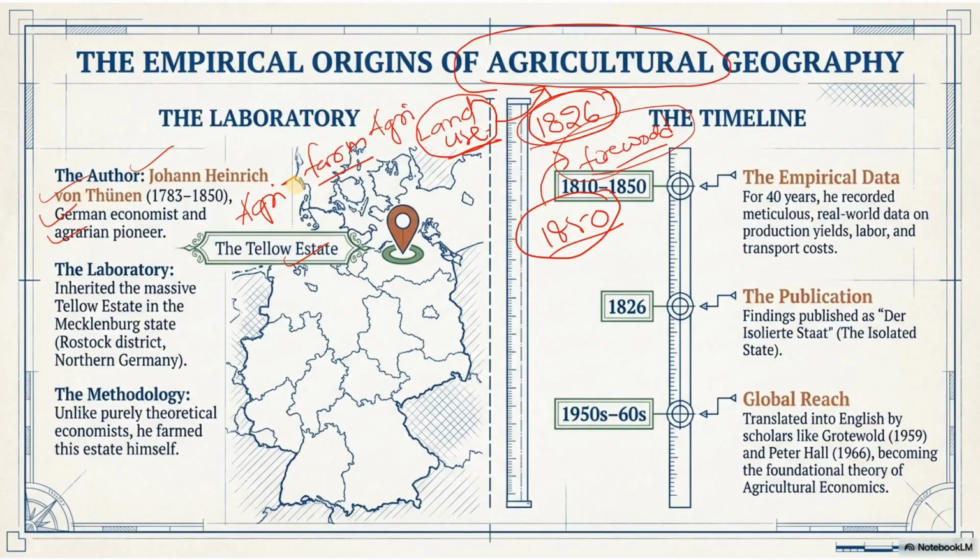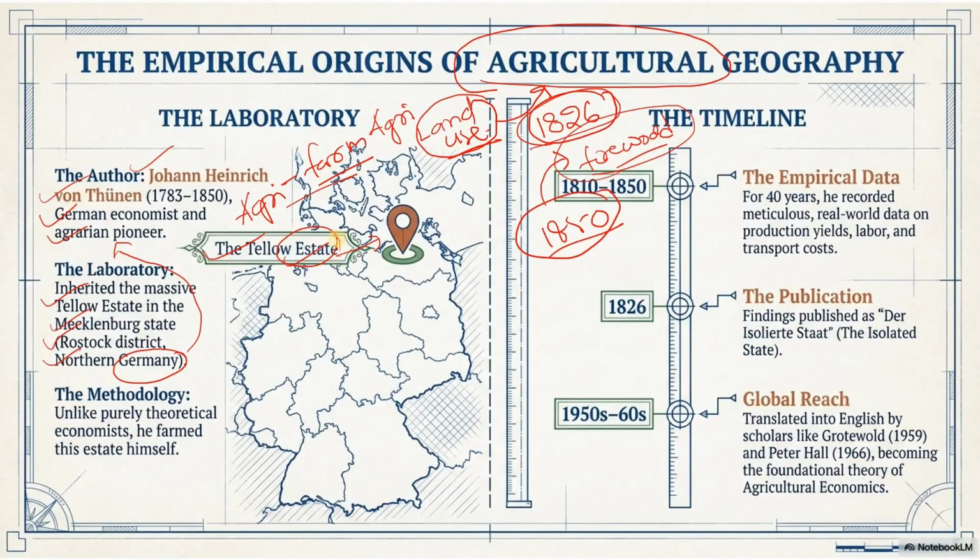He had a huge farm located in the Tellow estate in the Mecklenburg state, Rostock district, northern Germany. So which country does the geographer belong to? He belongs to Germany. His estate was named the Tellow estate. Why is it called an estate, and what is the meaning of estate? You should go to Google and check it.